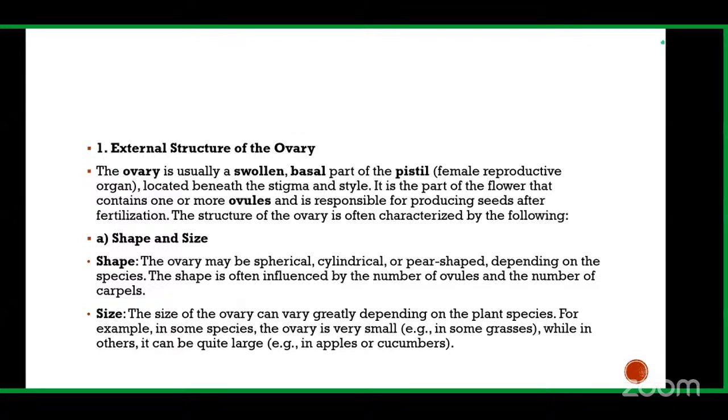The shape is often influenced by the number of ovules and the number of carpels. The size of the ovary can vary greatly depending on the plant species. For example, in some species the ovary is very small, as in grasses, while in others it can be quite large, as in apples or cucumbers.